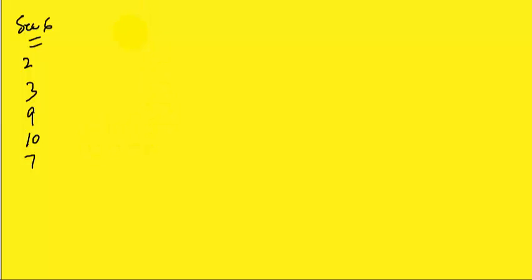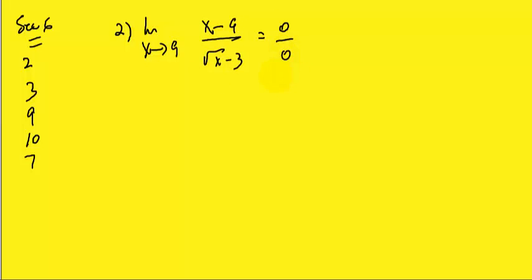Alright, let's start with 2. Let's take a look at 2. Limit as x goes to 9 of (x minus 9) over (rad x minus 3). You're going to put in 9. That's how you find limits. You're just going to put in numbers. But if it doesn't work, right now you're going to get 0 on the top, 0 on the bottom.